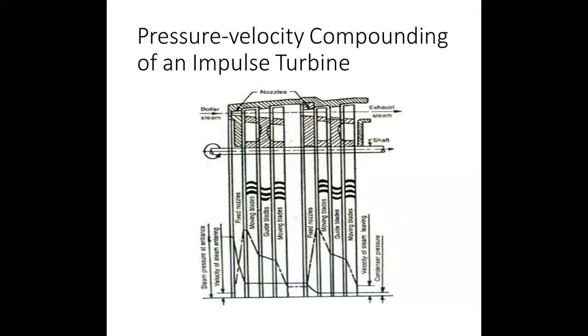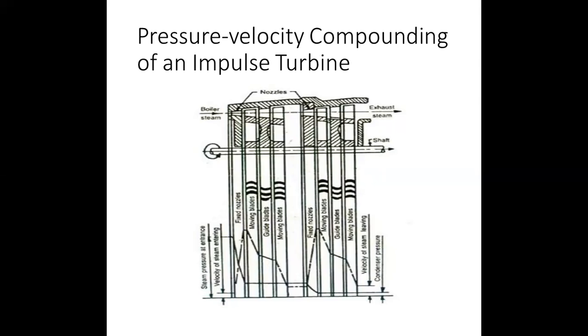Pressure velocity compounding. In pressure velocity compounding of a simple impulse turbine, both the previous two methods are utilized. The total pressure drop of the steam is divided into stages and the velocity obtained in each stage is also compounded. A little consideration will show that a pressure velocity compounded impulse turbine allows a bigger pressure drop and hence a smaller number of stages is required.